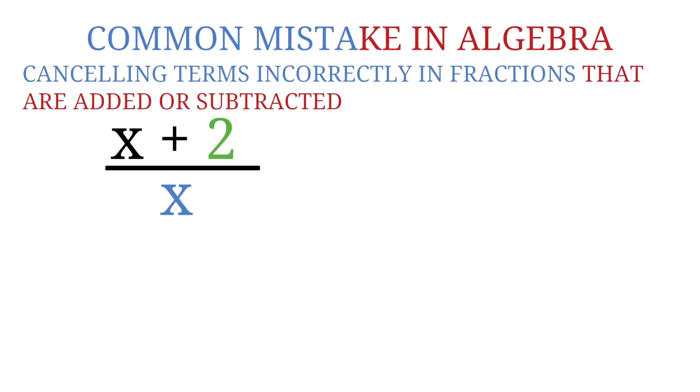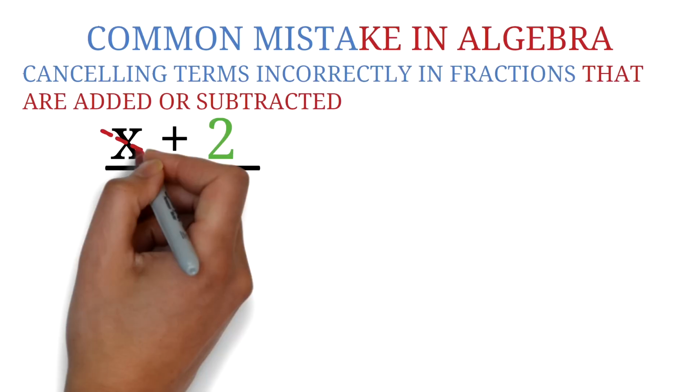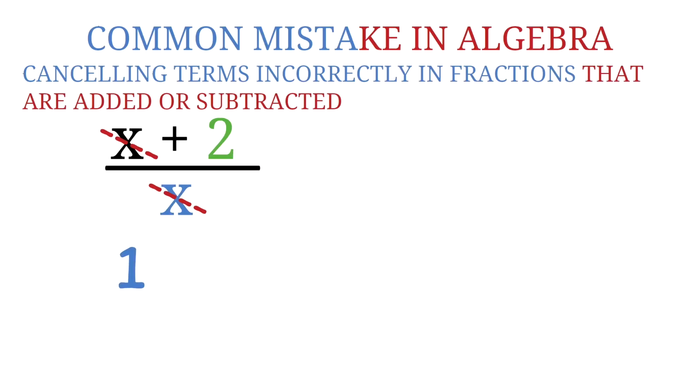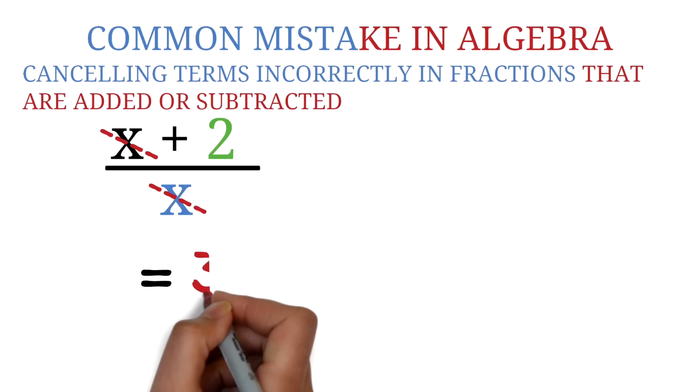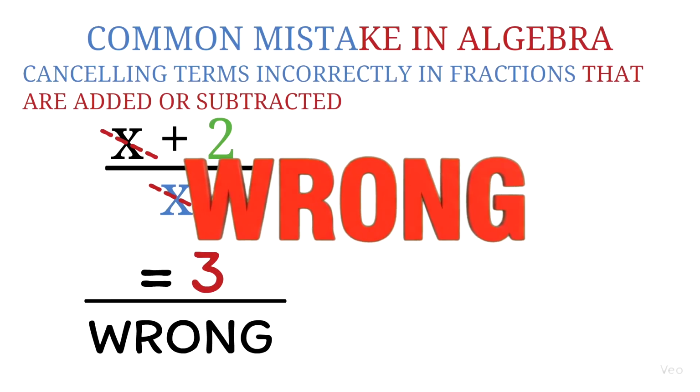What some students do here is to cancel the x in the denominator with the x in the numerator to give us 1. Then they simply drop the plus 2, thinking it can't be divided by the x. So this becomes 1 plus 2, which equals 3. But this answer is incorrect.